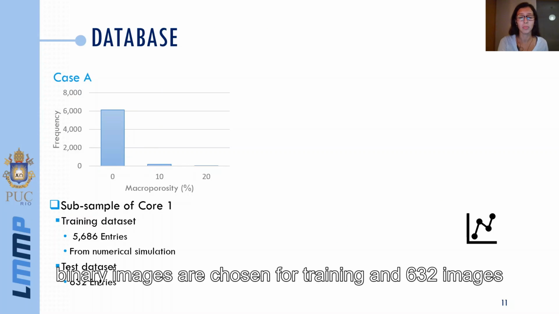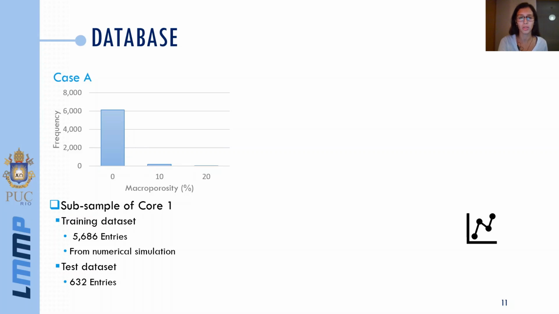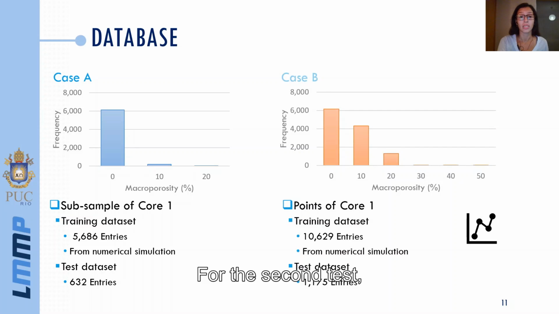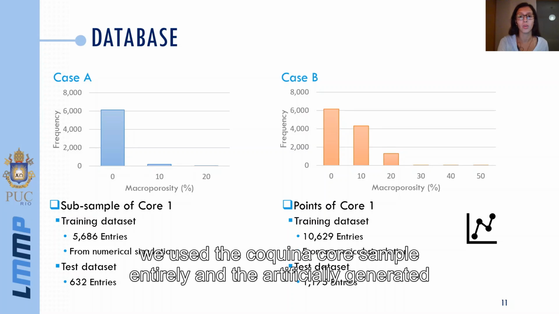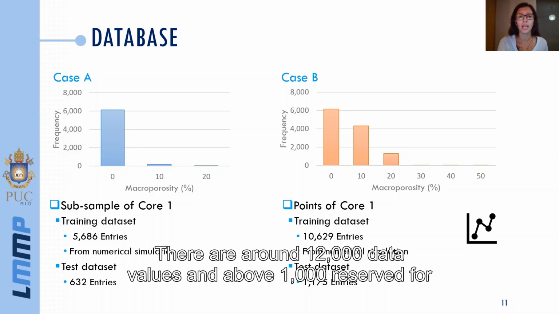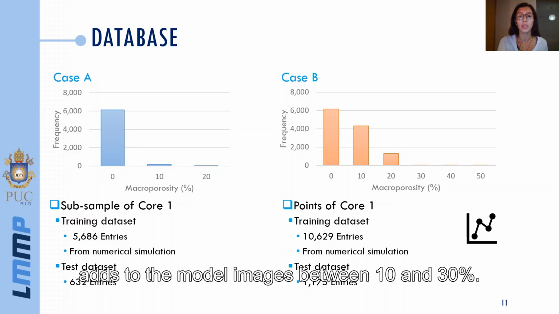5,686 binary images are chosen for training, and 632 images were preserved for testing the network model. Most images are between 0 and 10% of VUG area. For the second test, we used the coquina core sample entirely and the artificially generated image. There are around 12,000 data values and above 1,000 reserved for testing. Group B adds to the model images between 10 and 30%.